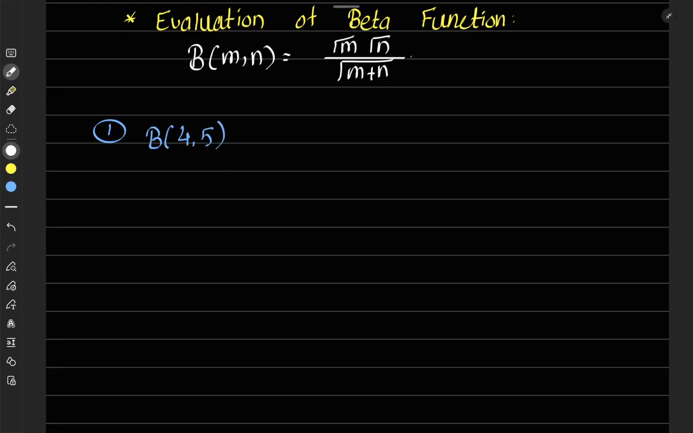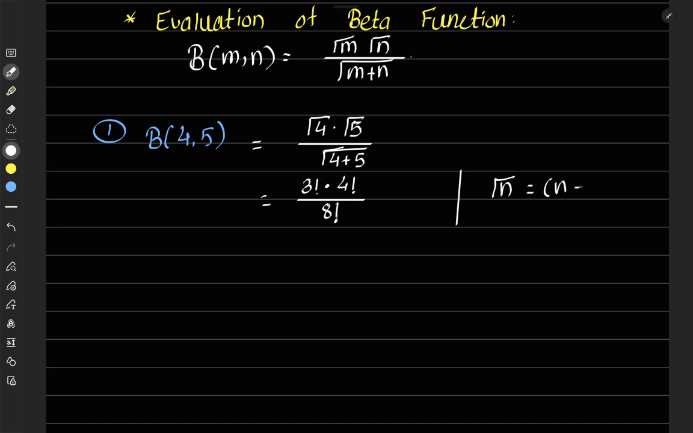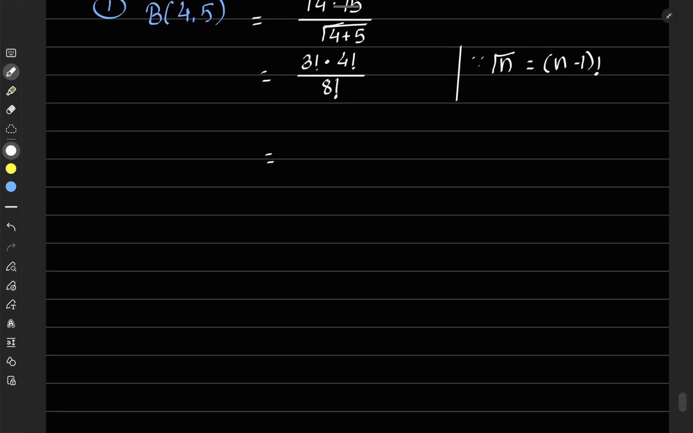So beta of 4 and 5 can be written as gamma 4 into gamma 5 divided by gamma of 4 plus 5, which is 3 factorial into 4 factorial divided by gamma 9, so 8 factorial. Here we are using the fact that gamma n is (n minus 1) factorial. So using this fact we could write down, use your calci to evaluate this answer.